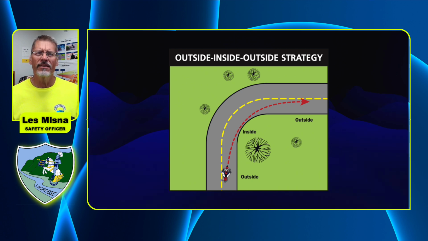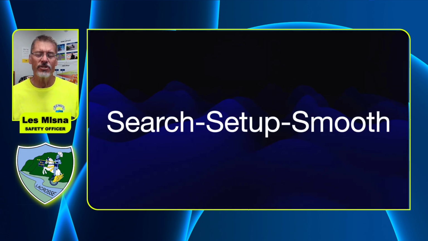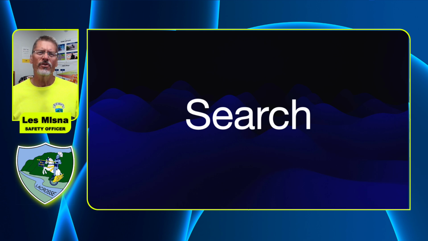Because there are many variables while negotiating a curve, we have many choices. So let's get into some tips. Our strategy is search, setup, smooth. Okay? So search, what does that mean? That means observe roadway warning signs that inform us of curve direction and sharpness. Hitting the posted speed limit might help.